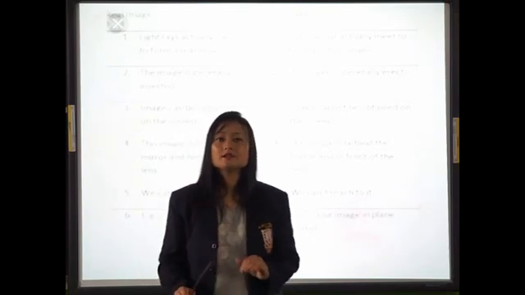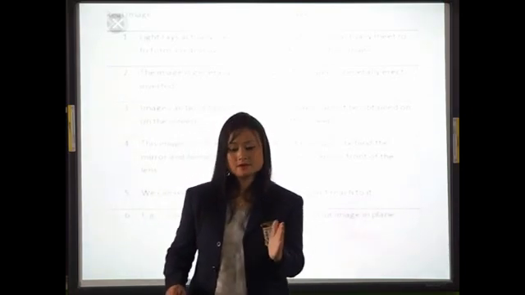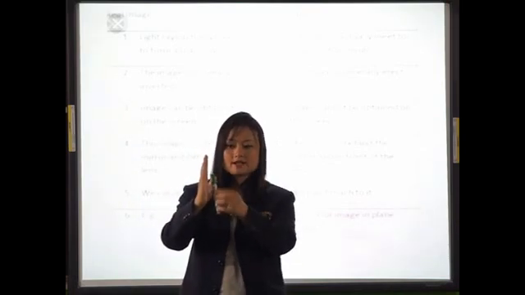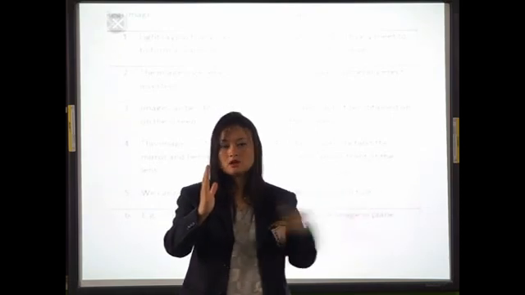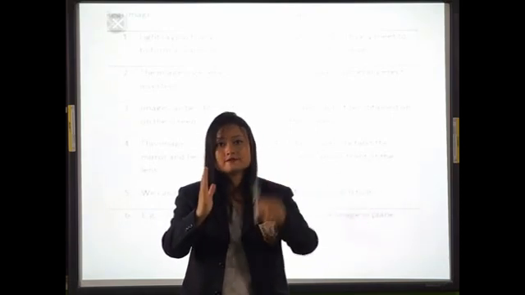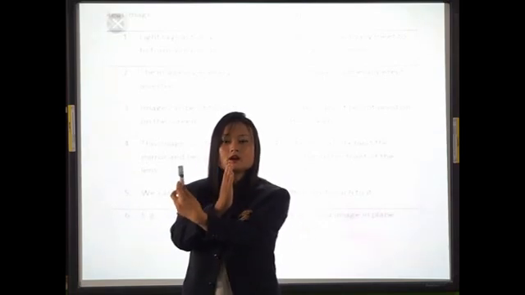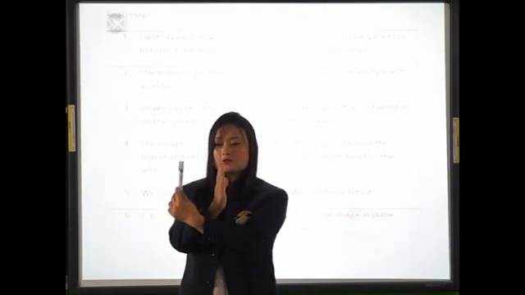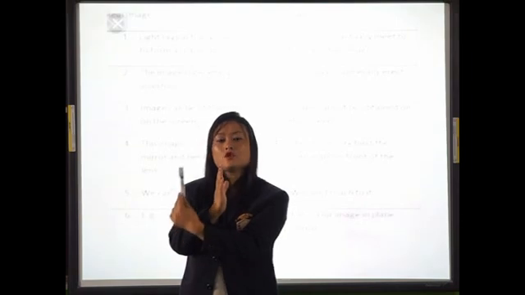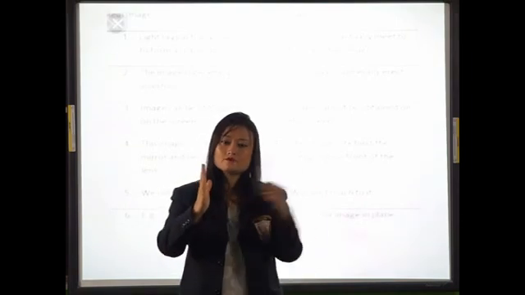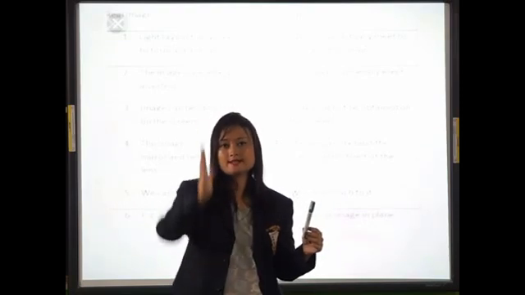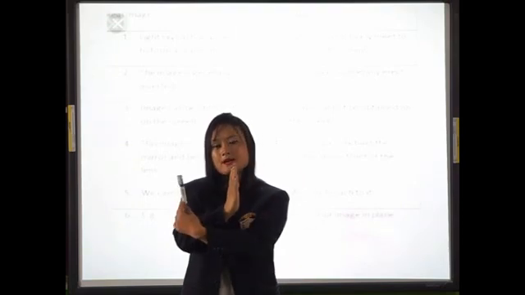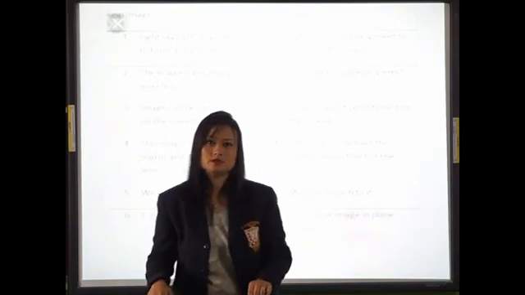The fourth one, real images are always formed in front of the mirror. Say this is the mirror, the real image will be formed somewhere here, in front of the mirror. Whereas virtual images are always formed behind the mirror. So if the image is formed here, it's your virtual image. Say this is your mirror. If the image is in front, it means it is real. If the image is formed behind, this is your virtual image.